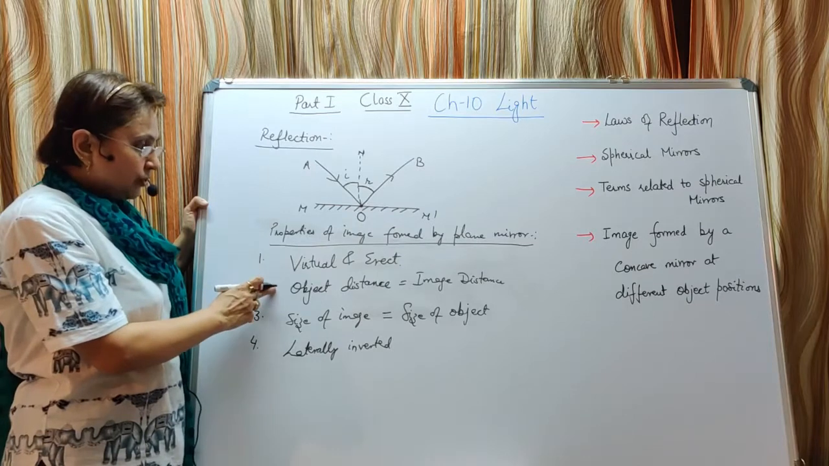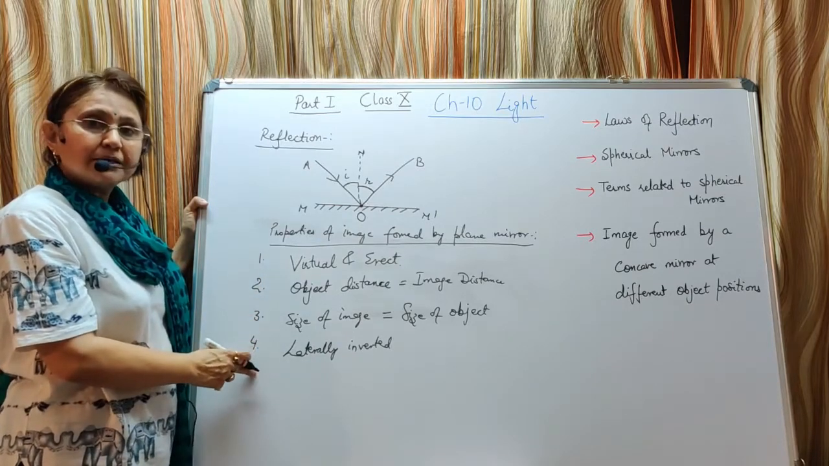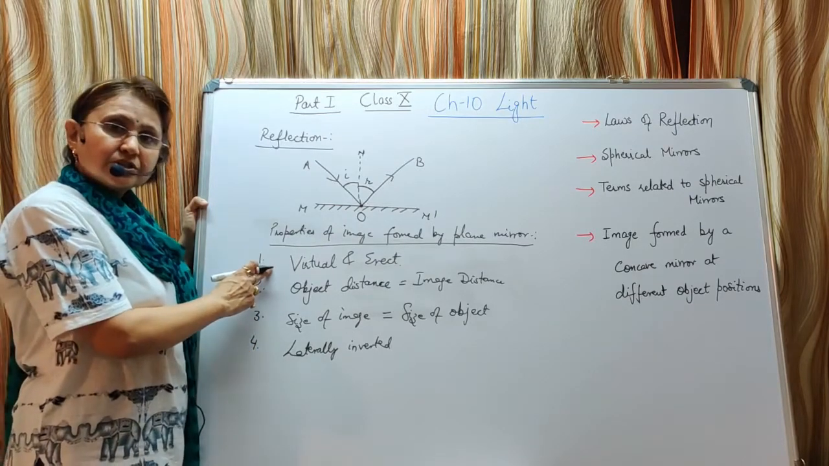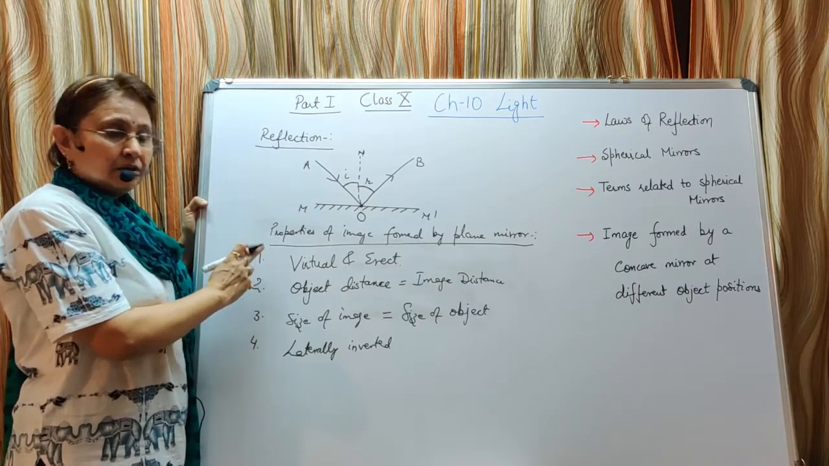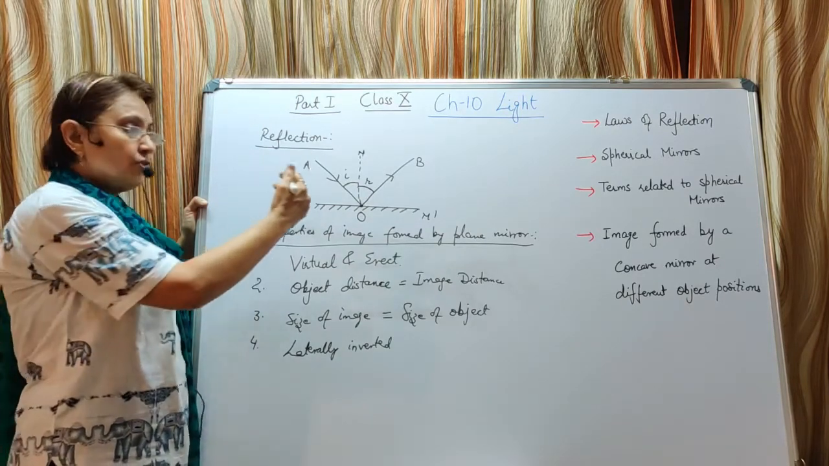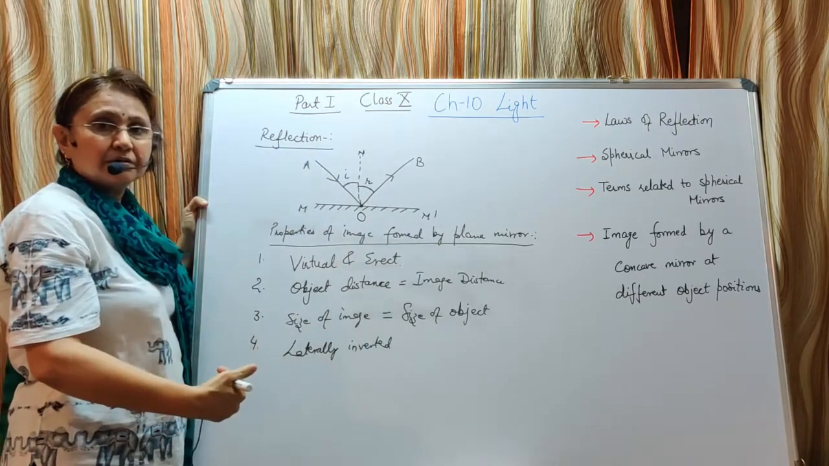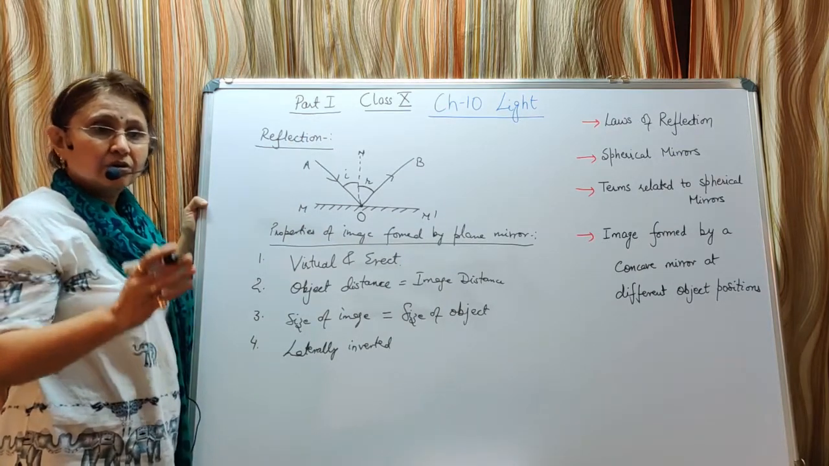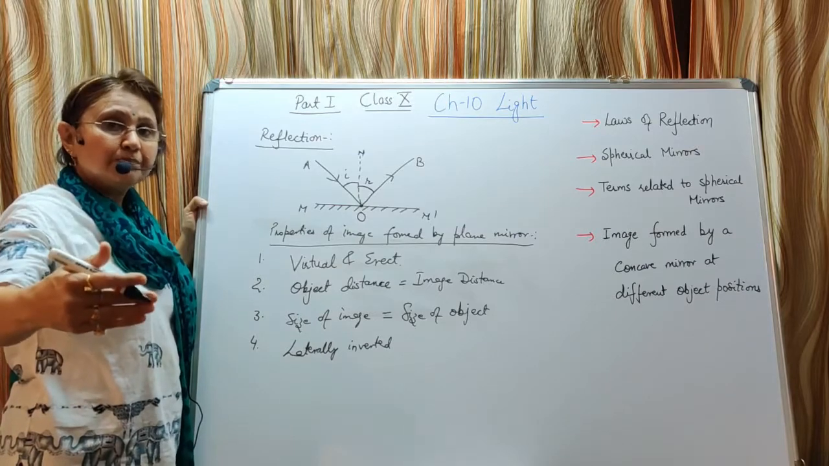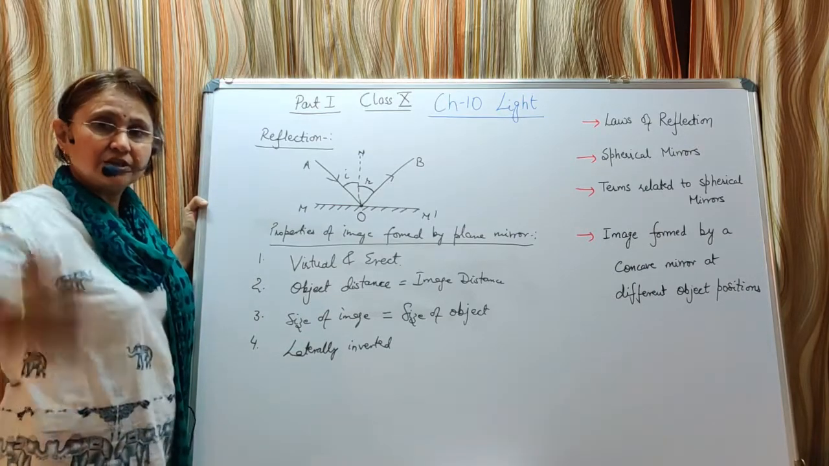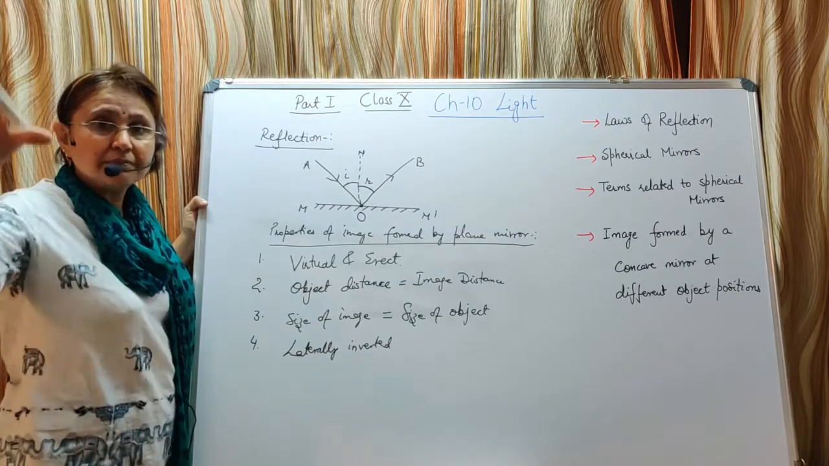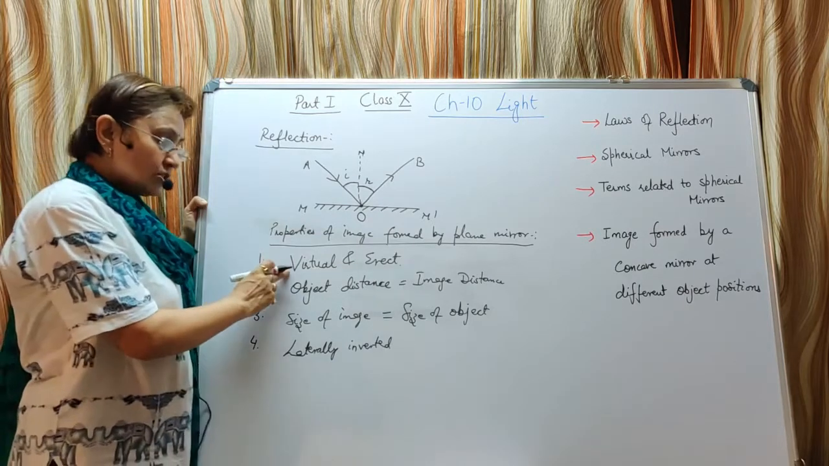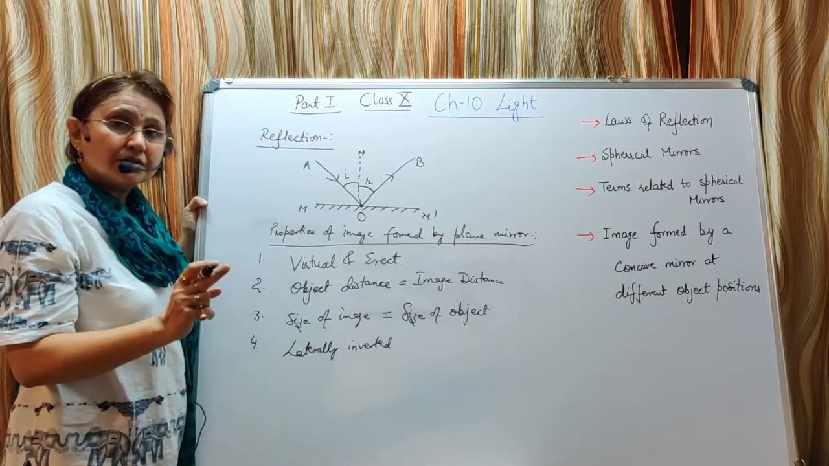So these are the four properties of the image formed by a plane mirror. The image is virtual and erect, that is, it is formed behind the mirror. Virtual images can never be obtained on a screen. Wherever the image is formed behind the mirror, if you place a white screen there, you cannot see your image on that screen. So virtual images can never be obtained on the screen.